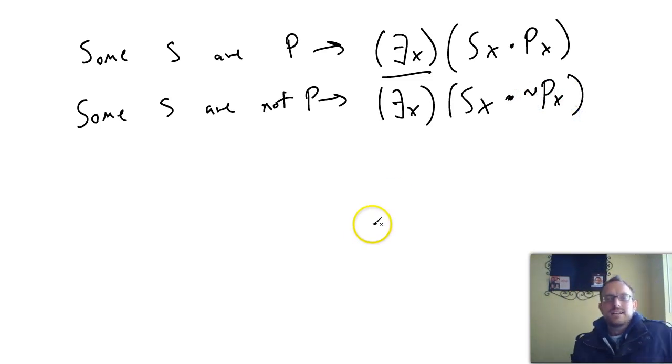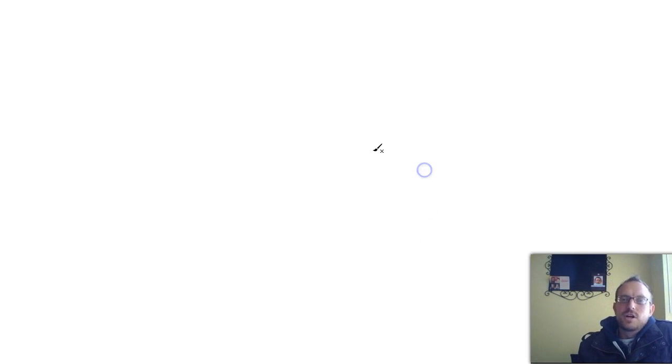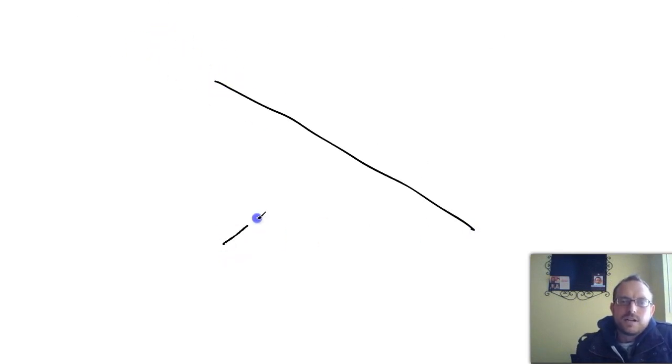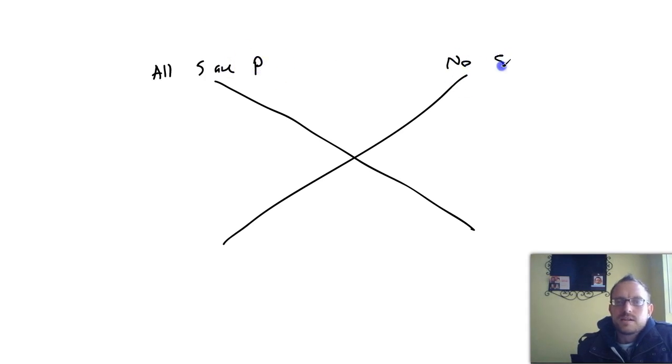Now let's go back, and I'm sorry this is taking a while, but let's go all the way back here in categorical logic and remind ourselves of the square of opposition. Remember we had these statements: all S are P, no S are P, some S are P, some S are not P.